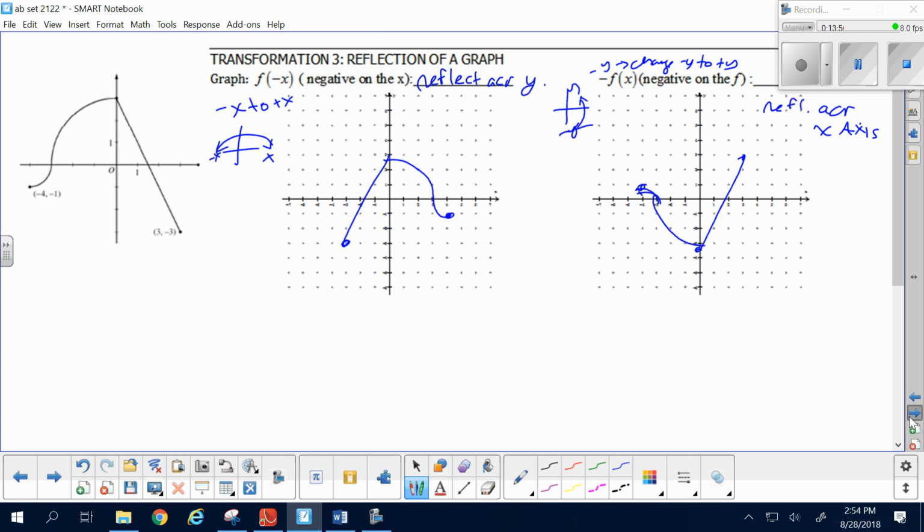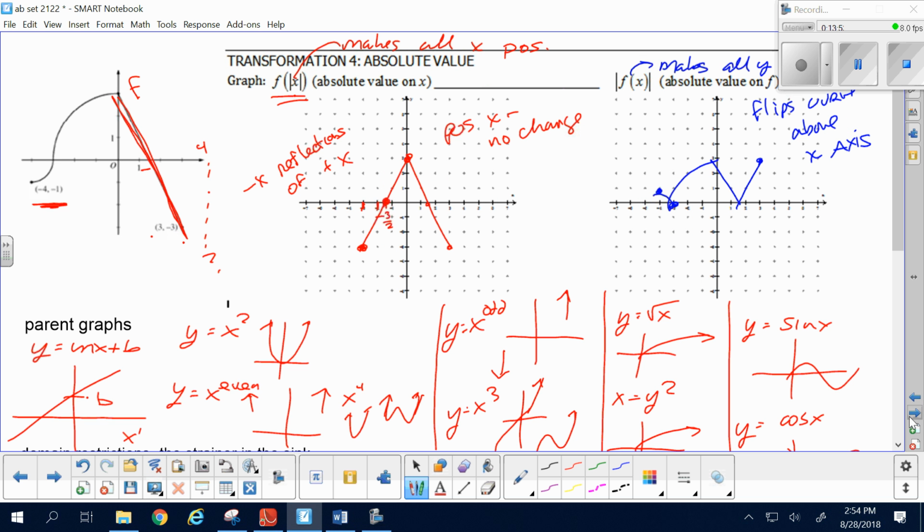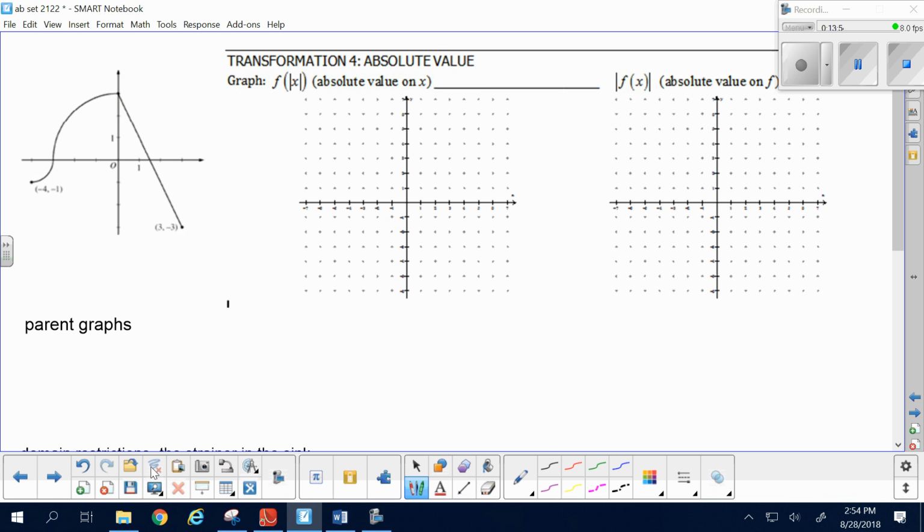Last. Now, there's also some messiness with absolute value. Remember the big idea of absolute value. Absolute value of a positive has no effect. Absolute value of a negative makes it like a positive. Keep that big idea in mind as we go here, all right?